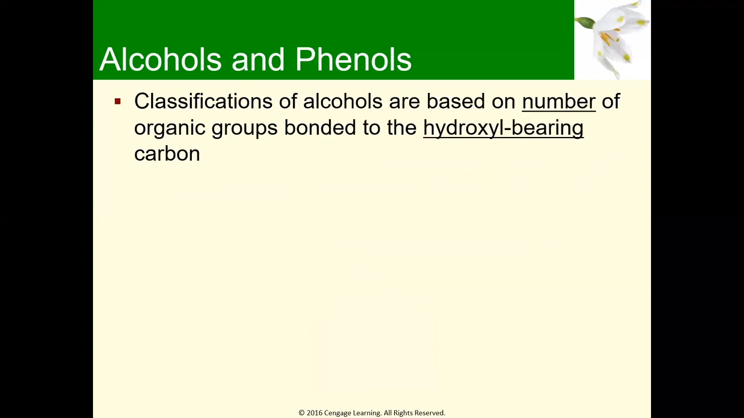Okay, so we have learned about primary, secondary, and tertiary. Now we're going to adapt that to our discussion about alcohols, because they are classified along those lines. So classifications of alcohols are based on the number of organic groups bonded to the hydroxyl-bearing carbon. So whatever carbon has the OH group on it, how many other carbons is it attached to?